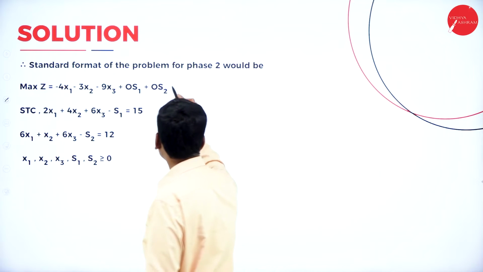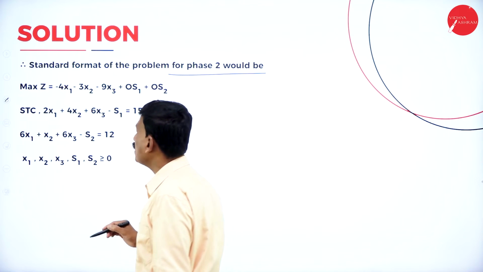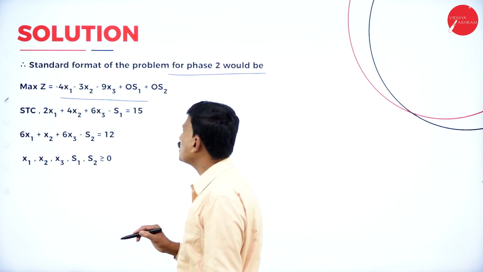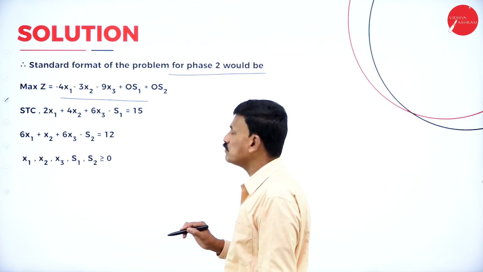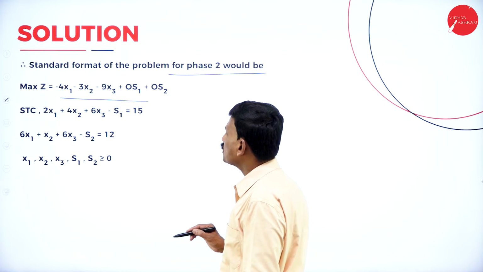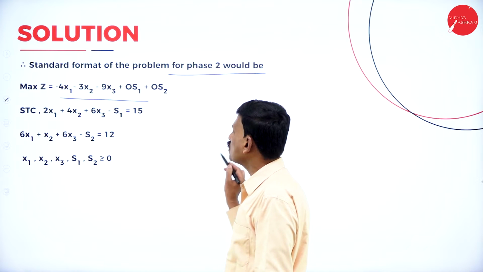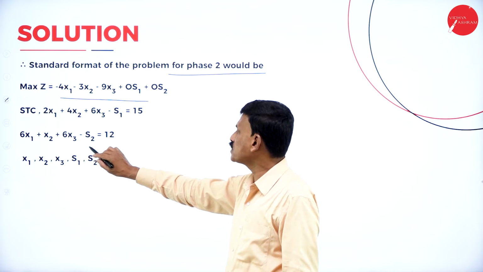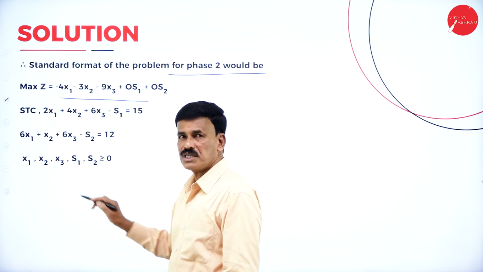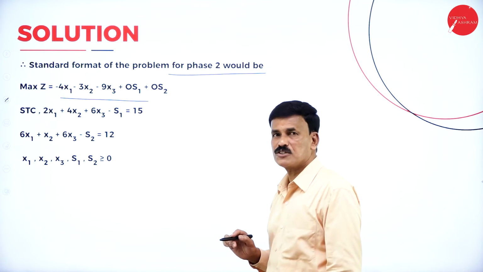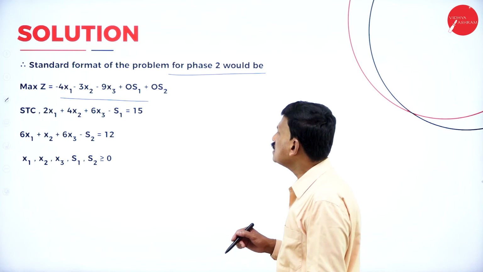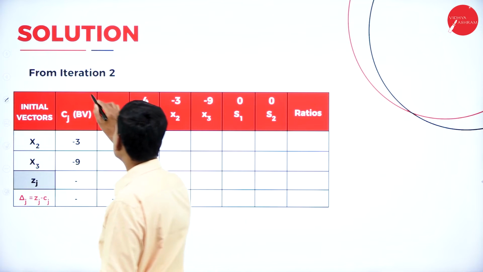Now, the standard form of the problem for the second phase will be like this. Max z is equal to minus 4x1 minus 3x2 minus 9x3 plus 0s1 plus 0s2, subject to the constraints 2x1 plus 4x2 plus 6x3 minus s1 is equal to 15, 6x1 plus x2 plus 6x3 minus s2 is equal to 12, where x1, x2, s1, s2 are all greater than or equal to 0. Now, using this, we are going to construct the next table from iteration number 2.